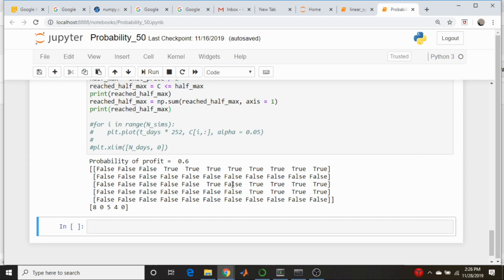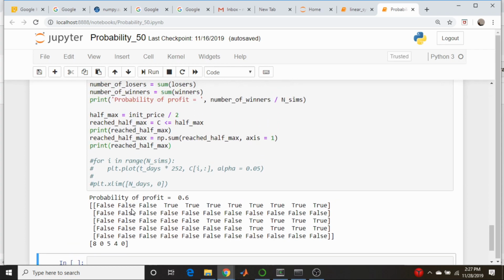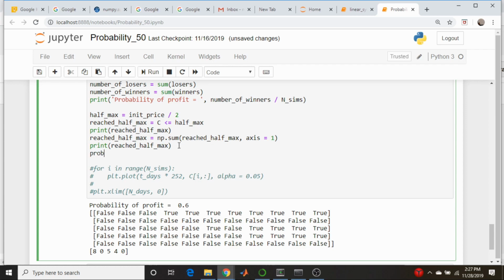So now we just need to turn that into a probability, and we'll do that just by summing up all these entries where this is not equal to 0. So we'll do another comparison operation, and where these come out to be true, we'll just sum those up and divide by the total number of simulations. So let's define that variable as, let's just call it probability. That is equal to np.sum, and we want to sum up reached half max is greater than 0, so that's our Boolean operation.